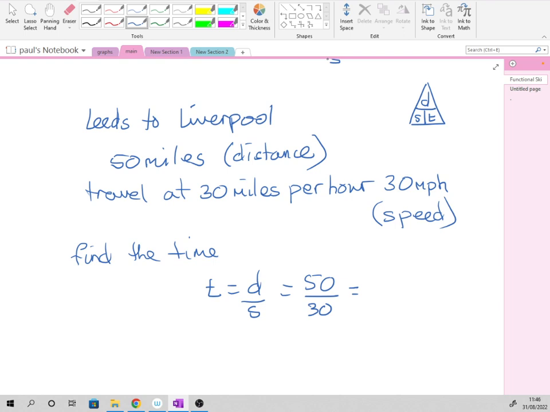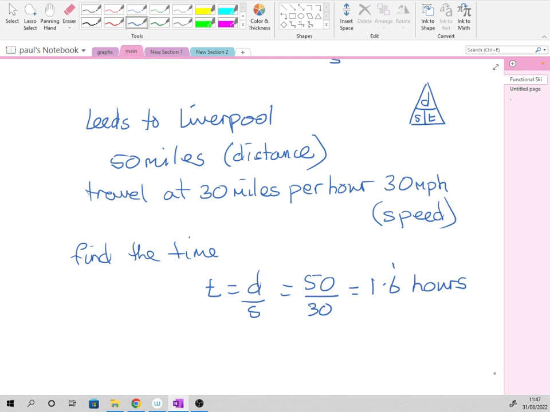And I'll do that on the calculator. 50 divided by 30 is 5/3, which is 1.6 recurring hours. Now, it's in hours because this is miles an hour and this is miles. And this is the only thing that they can throw at you to make it more complicated, where they mix up the units and you have to convert before. But we should be okay with converting.